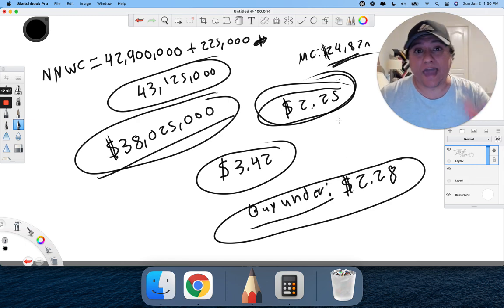So this is a classic cigar butt stock. It's a classic Ben Graham stock. I always call him Graham. People laugh at me. Ben Graham stock.